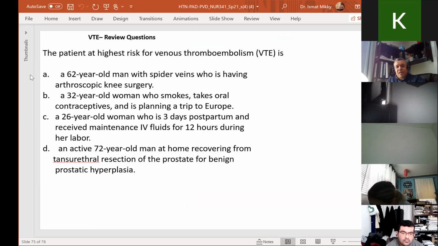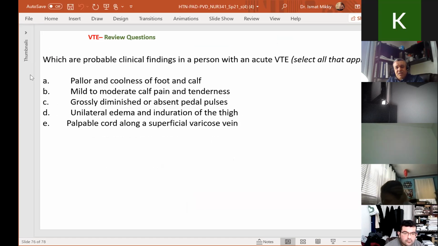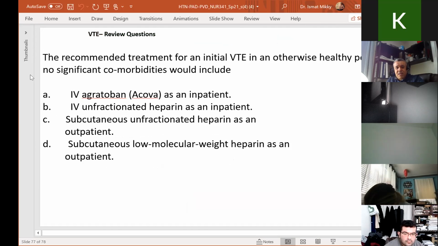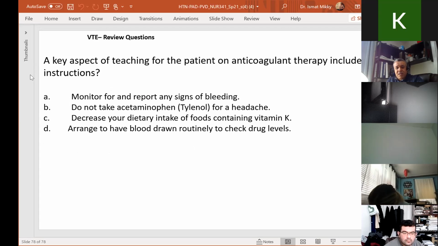So I believe these are the answers. I will give you the answers very quickly. The answer to this one is B, as in boy. This is a select-all-that-apply, so more than one answer. The answer is B and D. Here, the answer is subcutaneous low molecular weight heparin, D. The answer is A.